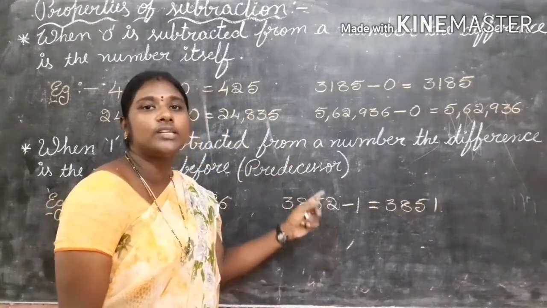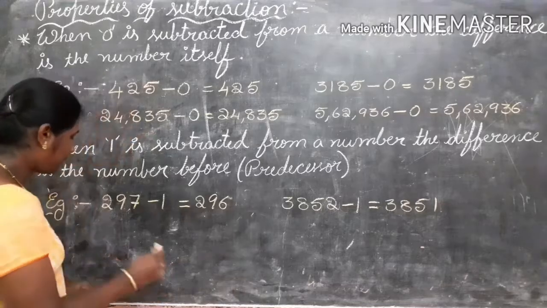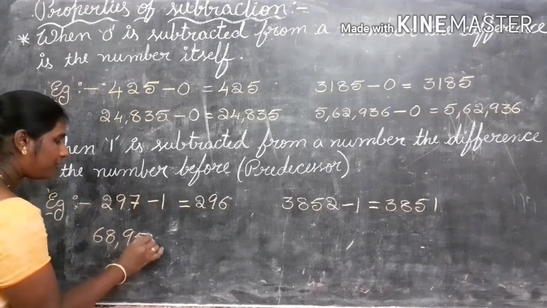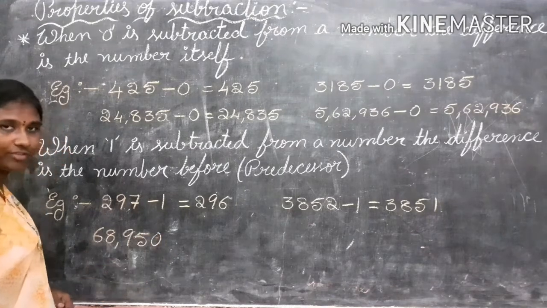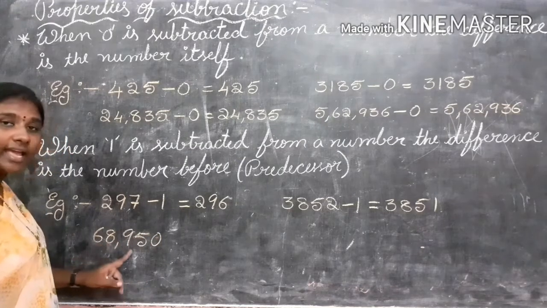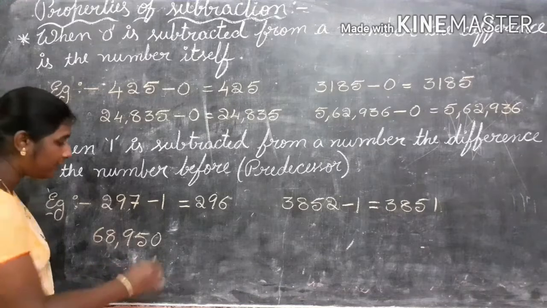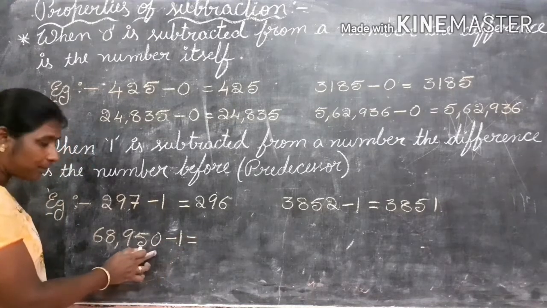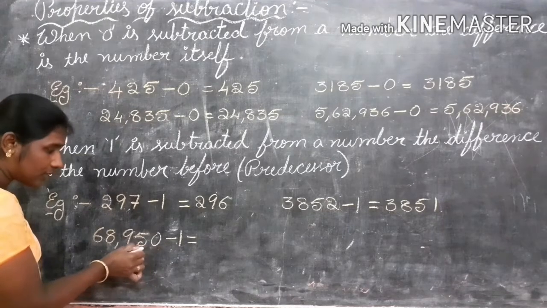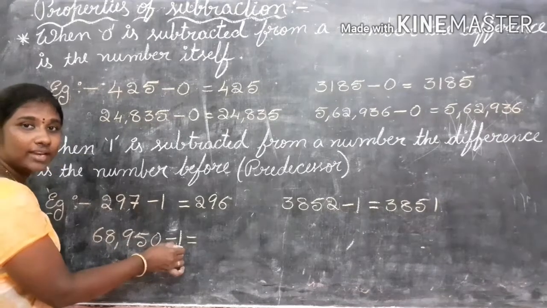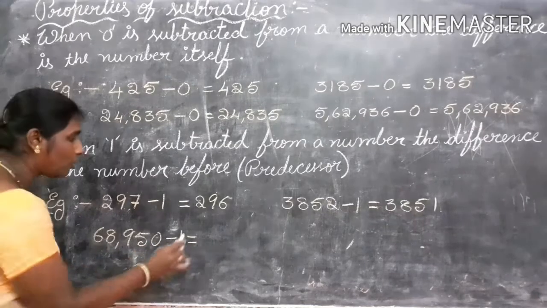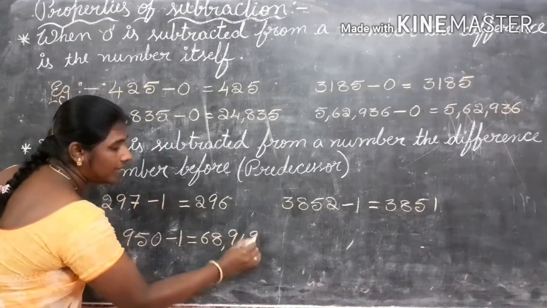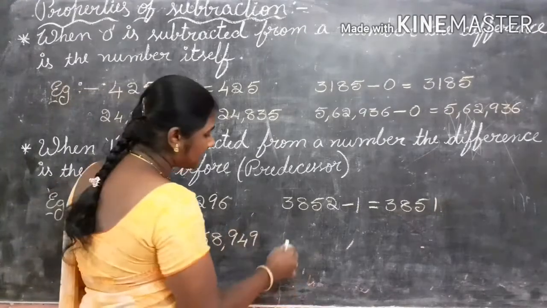3852, before it is 3851. Say 68 lakh 950. 68,950 minus 1 is equal to... here also we have to subtract, but there is 0, so we have to take 2 digits. 50 minus 1, how much? Yes, 49. So 68,949.